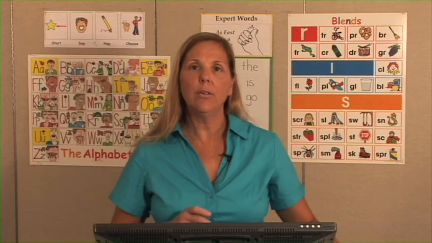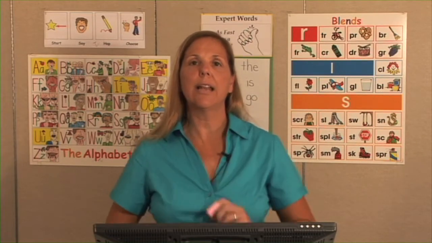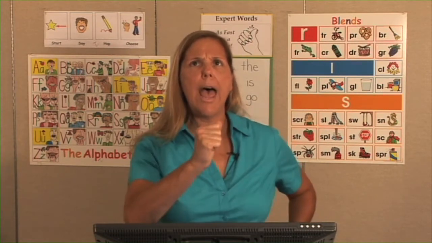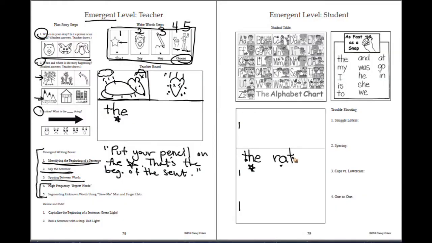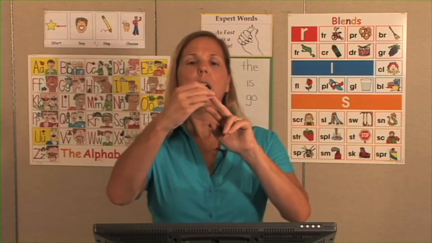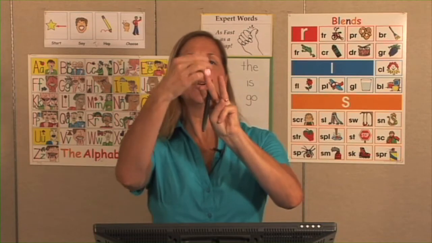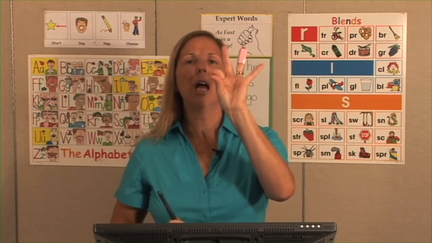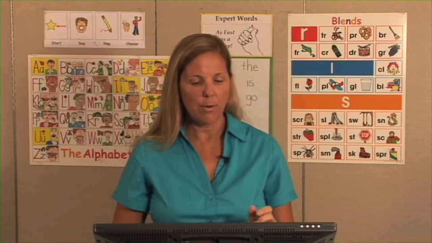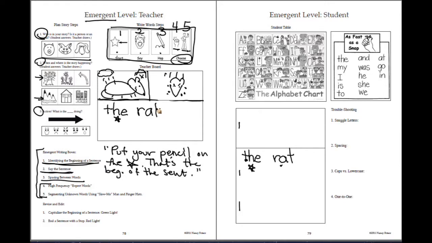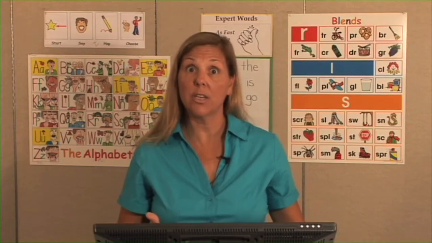After they write it down, then I take my finger hat and I go rat, rat, r, and I write down the R. R-a, and then I write down the A. Now I'm going to move to this one, R-at, and then I write down the T. So I model it quickly after they had just done that.